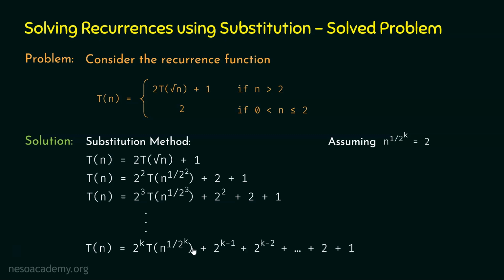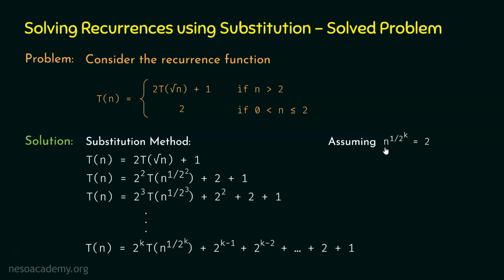Eventually, we are interested in finding the asymptotic value in terms of theta notation, and that too in terms of n. So it is important to replace k in terms of n. Let's do this now. We can bring k down by first taking log on both sides. So let's apply log on both sides.